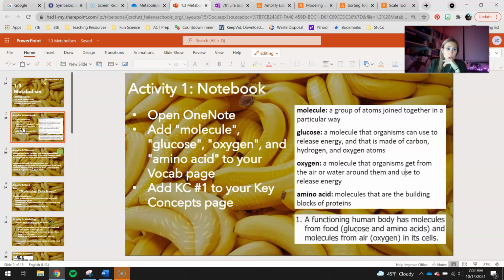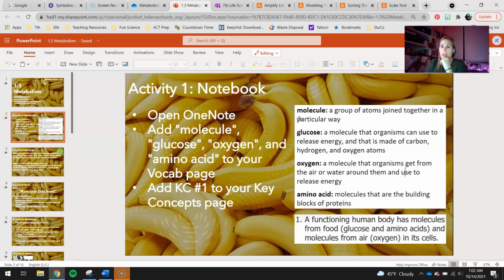Okay, so moving on to slide 2, that's your activity 1 notebook today. You guys are going to open up your OneNote and add these 4 vocab words. So molecule: a group of atoms joined together in a particular way. Molecules are made up of atoms, and atoms, of course, are a little bit smaller, as molecules are a bunch of atoms put together.